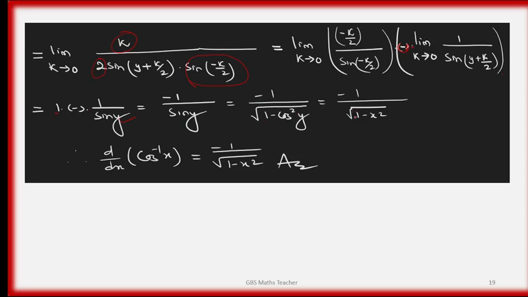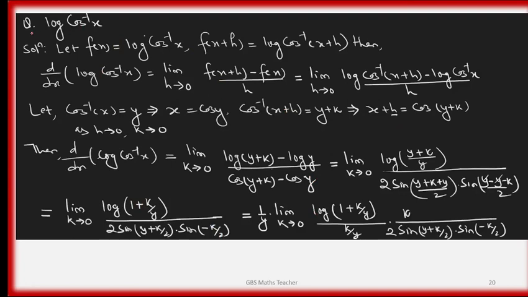So minus 1 over cos square y. Cos y is supposed to be x, that's why cos square y is x square. Therefore the derivative of cos inverse x is minus 1 by root under 1 minus x square, using the first principle. In this way we can find cos inverse x as well.